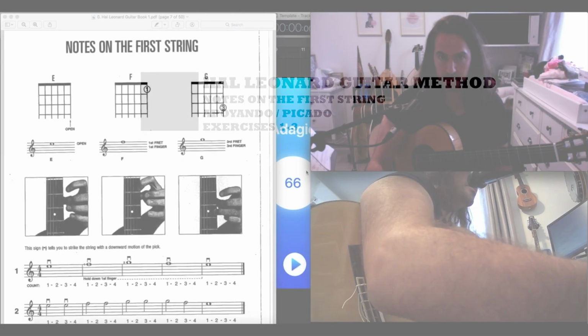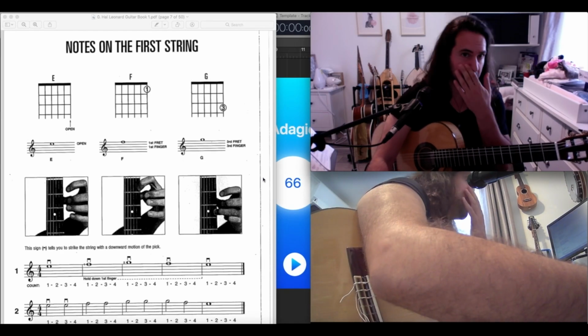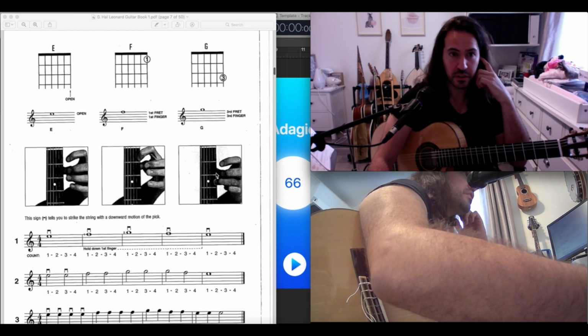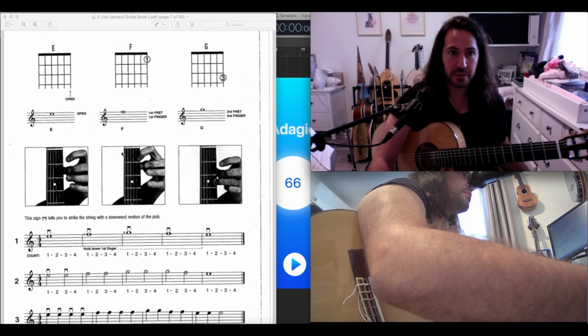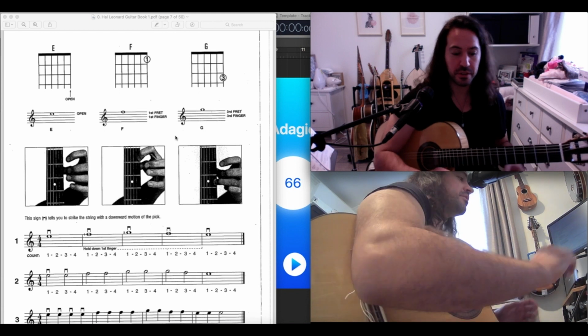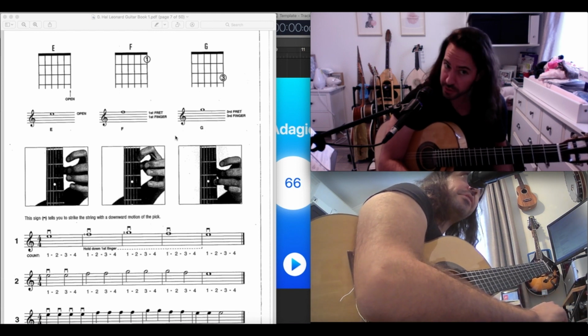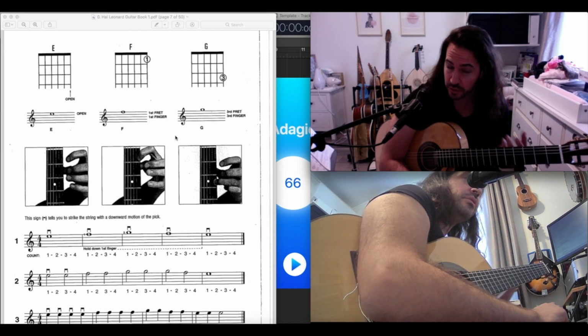Guitar. Hello, hello. We're going to continue and wrap up this week of video lessons looking at notes on the first string, page 6 of our Hal Leonard text. We learned about the notes E, F, and G on the staff. Then we learned about how they apply on the actual guitar itself. We've learned about rhythmic notation: whole notes, half notes, and quarter notes.